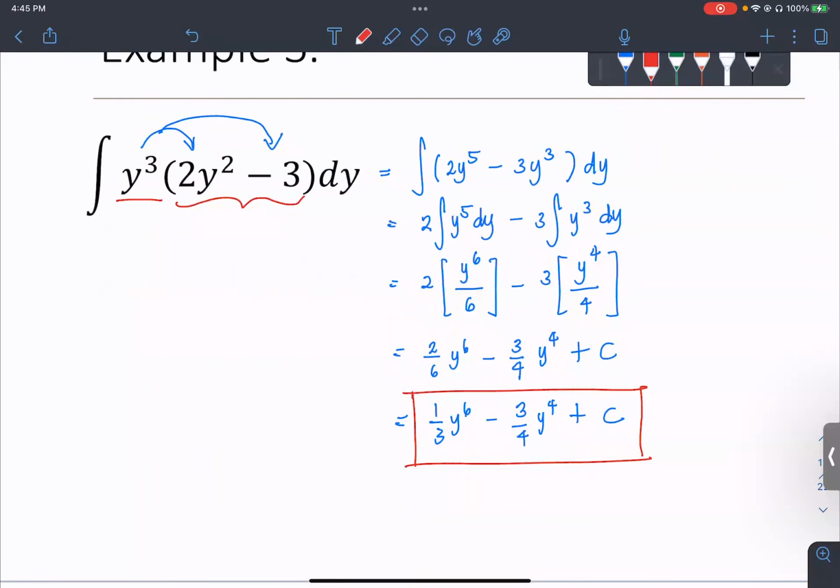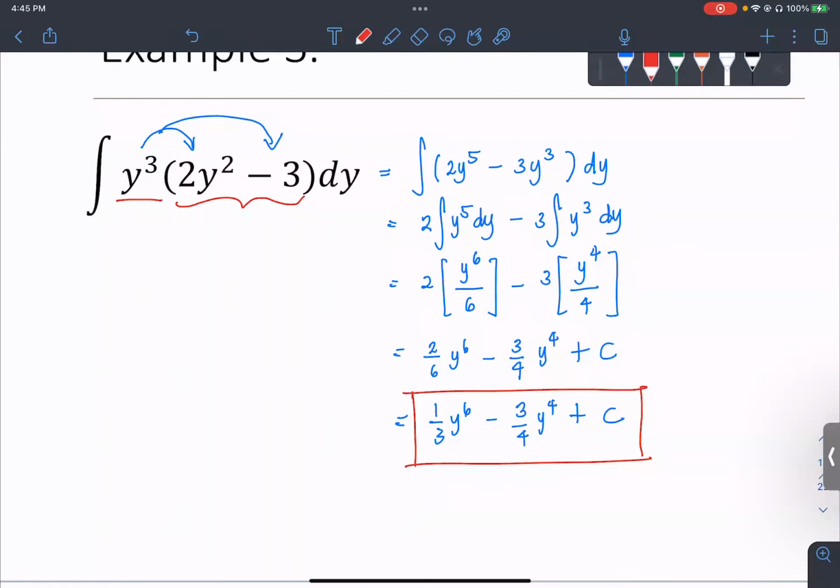So remember this, if there's an operation involved, it's either multiplication, division, expansion. As long as it is easy to do it, then do the operation. Otherwise, you may need to use another method.